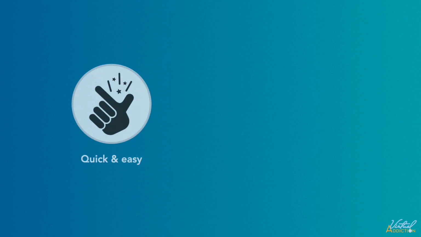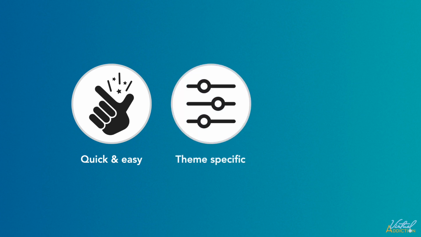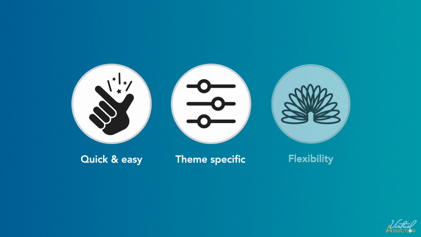So in summary, key benefits are that they are quick and easy. Users don't need to write custom CSS, they can just select from a predefined style. They're theme-specific. Custom styles ensure that the designs stay consistent with the theme's aesthetics. They're flexible. Users can still edit content freely while having the option to apply predefined visual styles to enhance their design. Let's jump into WordPress and see how we can go about adding our own custom block styles.